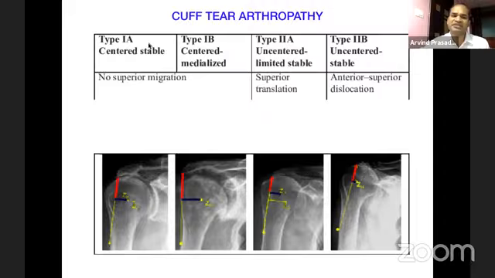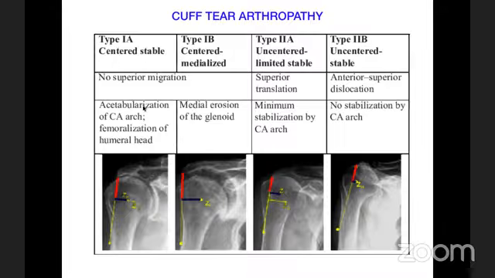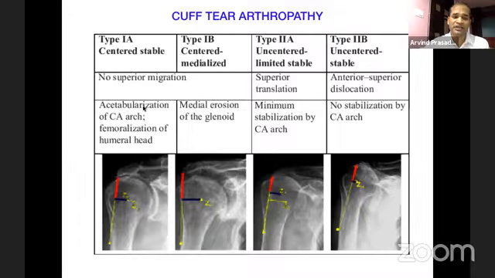The broad classification is type 1 and type 2. In type 1, there is no superior migration. And in type 2, there is superior migration. And again, both 1 and 2 are divided into A and B. So in 1A, the humeral head is there, but acetabularization is there. And in 1B, there is medial erosion of the glenoid. And type 2, there is superior migration, 2A, and in 2B, there is superior as well as anterior subluxation.